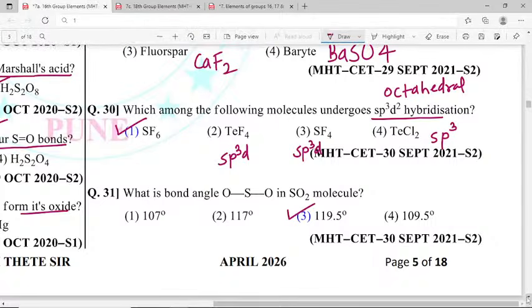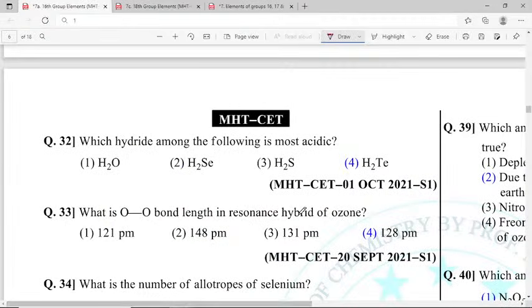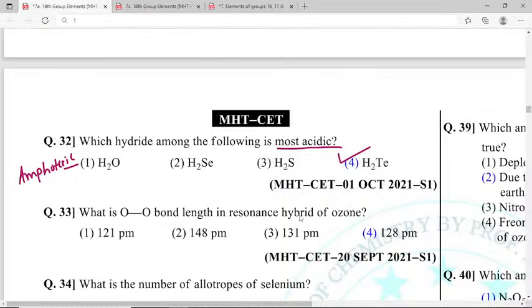Next question. Which hydride among the following is most acidic? H2Te is the most acidic. Water is amphoteric. H2Te is the most acidic hydride.